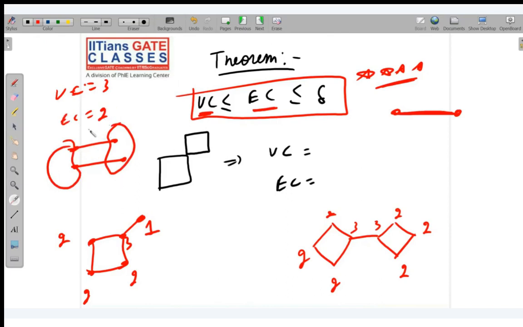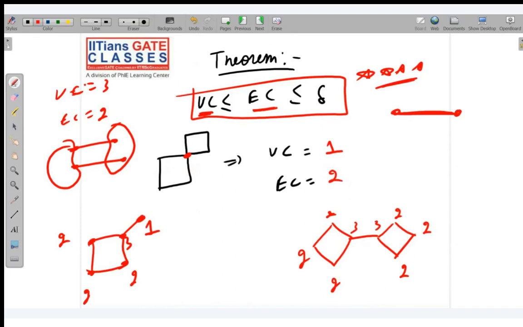Okay, so if edge connectivity is 2, vertex connectivity can be at most 2. It can be 1 also. For example, there might be a cut vertex. See this example, you will get more clarity. Here, this is the cut vertex, so vertex connectivity is 1. What about edge connectivity? You have to remove at least 2 edges to disconnect the graph. You just remove these 2 and you will get the answer. One edge removal will not disconnect the graph. So edge connectivity is 2.